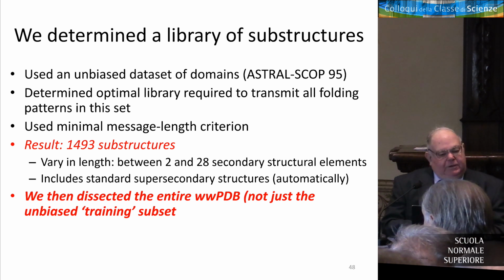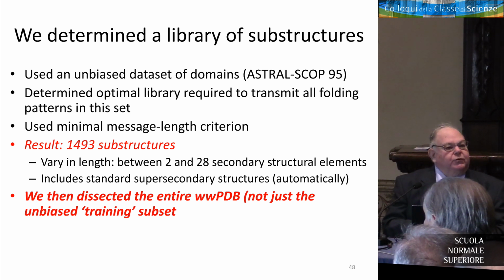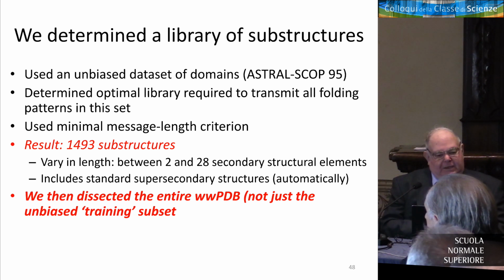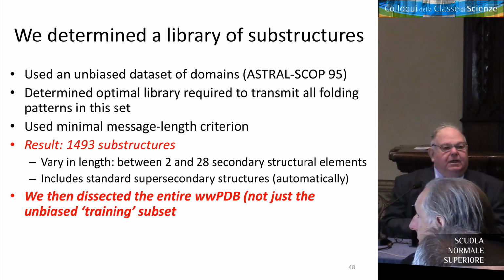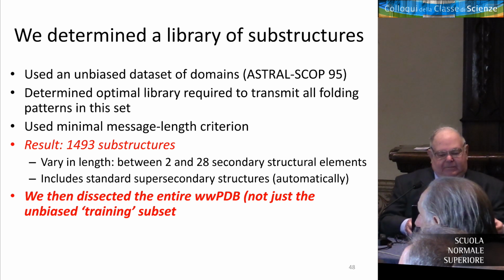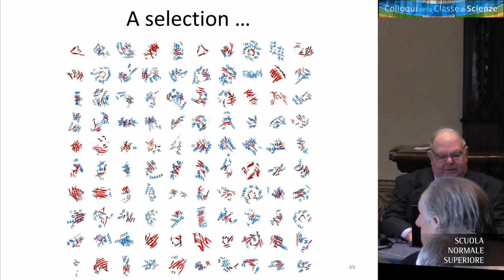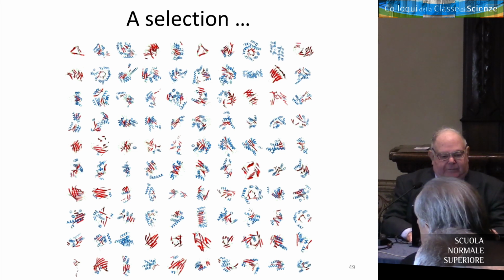The result was 1,493 substructures. They vary in length. Shortest is 2, and the longest is 28 secondary structure elements. And it automatically included the standard supersecondary structures. We didn't put those in, they came out of the calculation. And then we went back and redissected the entire protein data bank, not just the training set, and that was the result. So here's a selection of the substructures, and they vary.